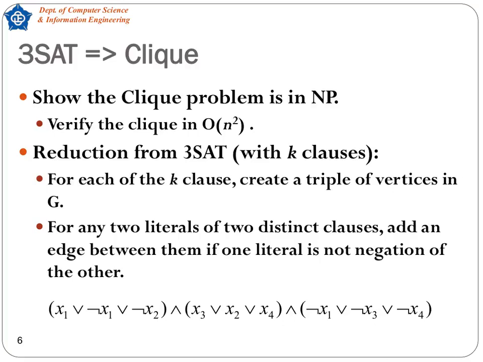For example, take X or not X or not X, and X or X or X, and not X or not X or not X. We create 3 triples of vertices, then connect only non-conflicting literals across clauses. A 3-clique exists precisely when the formula is satisfiable, completing the reduction.